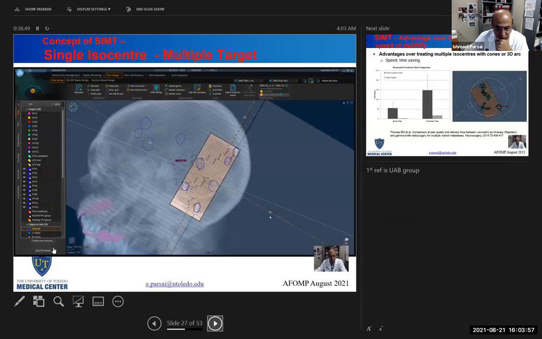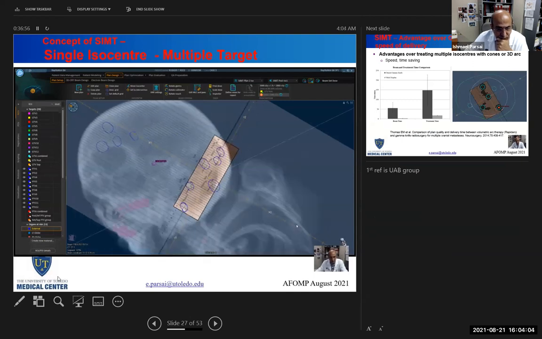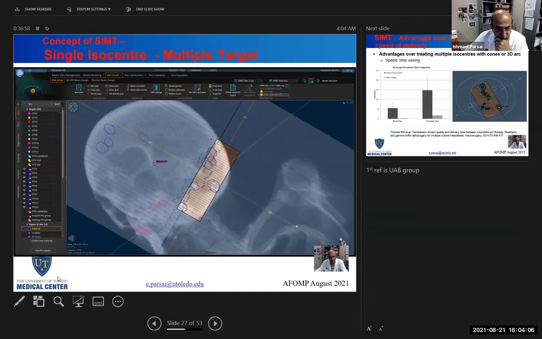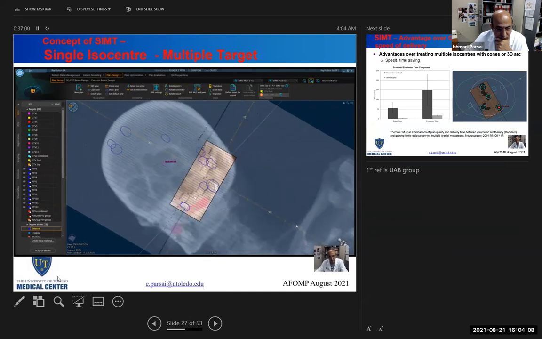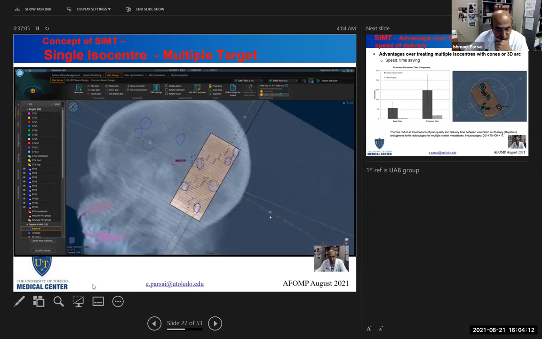Let me see, I had a video here. I don't know if I can make it run. There we go. So as you can see, the MLC moves around and delivers the dose to each one of those targets as needed.